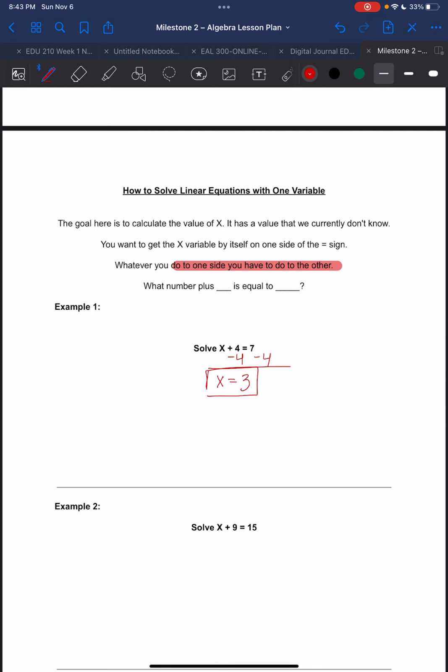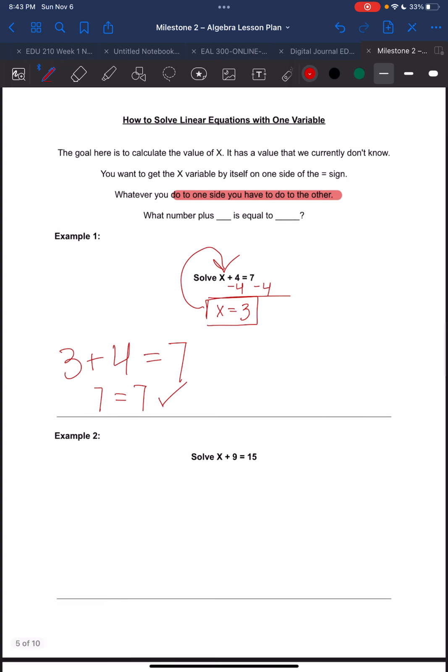Now, if I wanted, I could also double check my work and plug x back into the problem. If I plugged x back in, I would do 3 plus 4 equals 7. 3 plus 4 does in fact equal 7. 7 is equal to 7, so we know that our problem is correct.